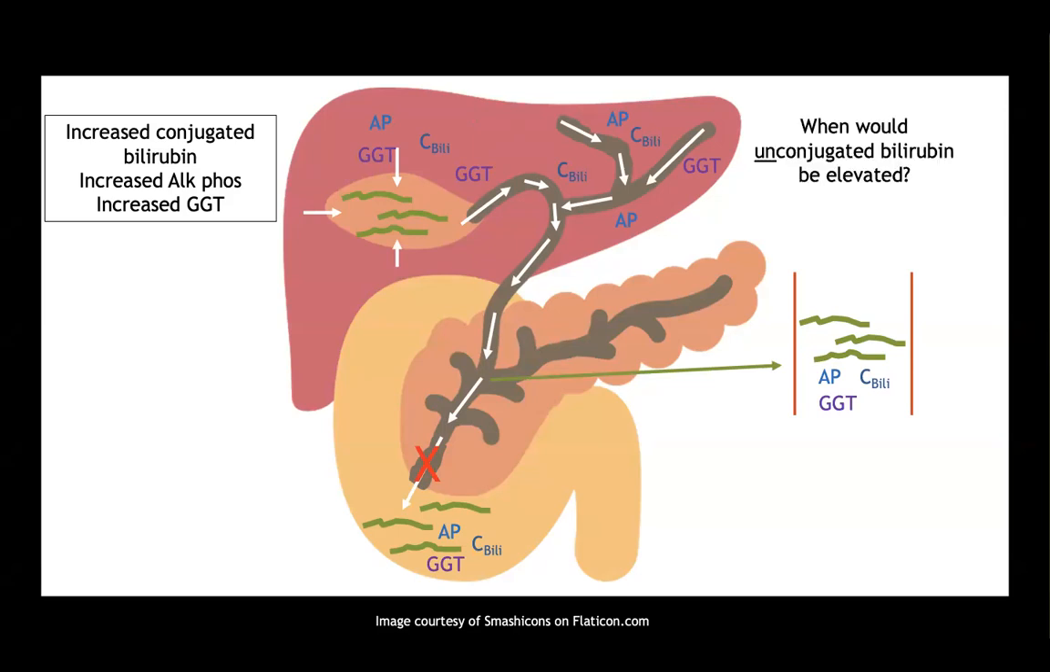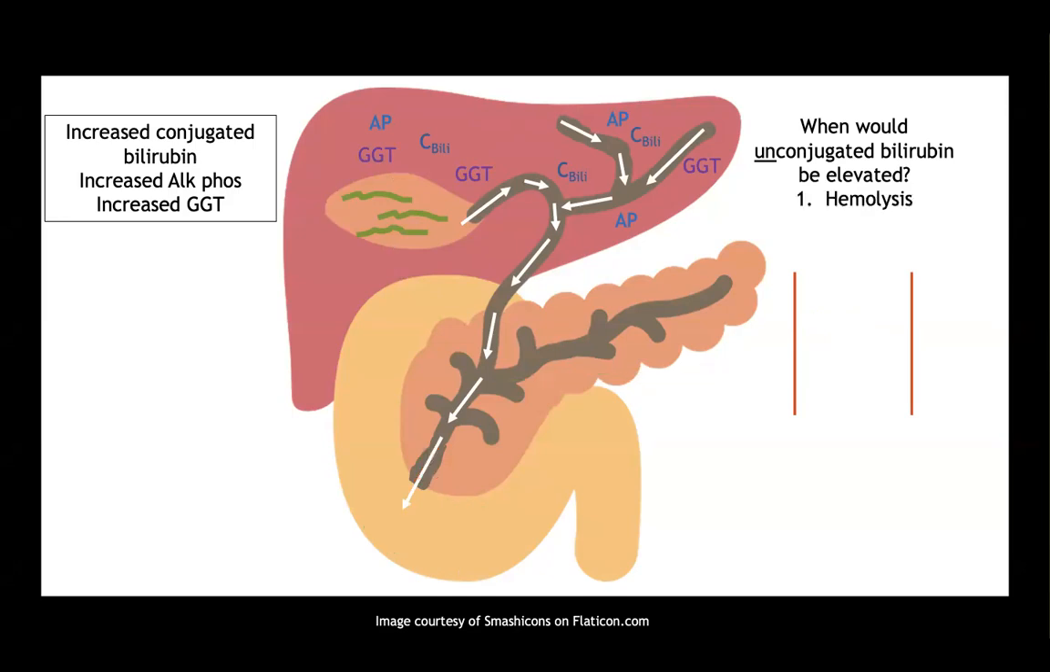Just a reminder, again, that conjugated bilirubin is elevated in this obstructed case. I just always want to remind you when unconjugated bilirubin would be elevated. The two things you have to remember are hemolysis. Remember that unconjugated bilirubin is formed from the breakdown of RBCs. And if we're losing a ton of RBCs, you'll have a ton of unconjugated bilirubin.